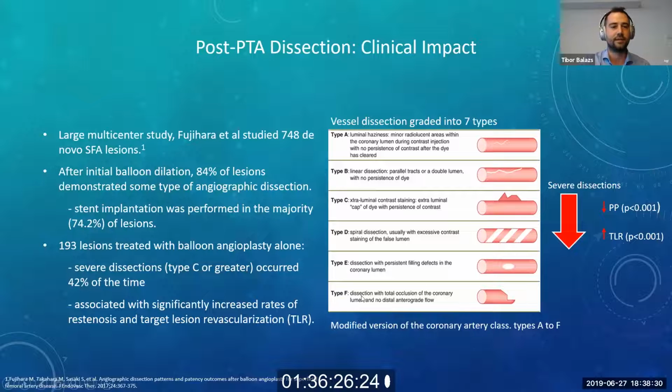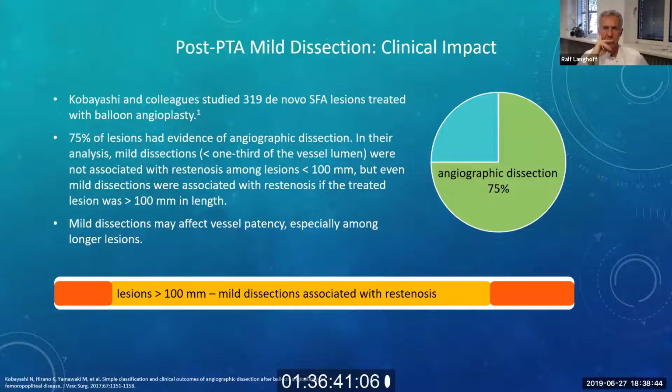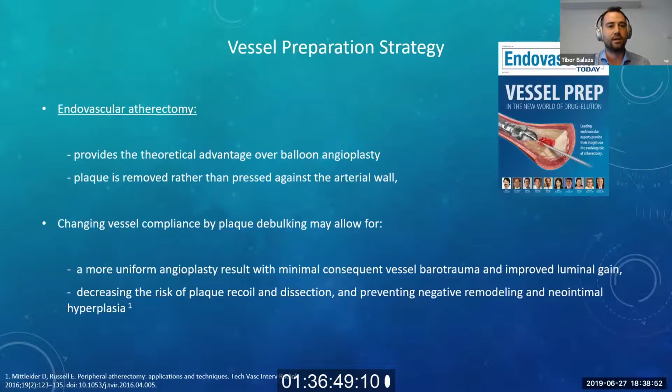From A to F, and the severe dissections, type C and greater, were associated with a higher restenosis rate and TLR rate. Even mild dissections can end up with early restenosis, and especially longer lesions, longer than 10 centimeters, can be associated with restenosis as well.